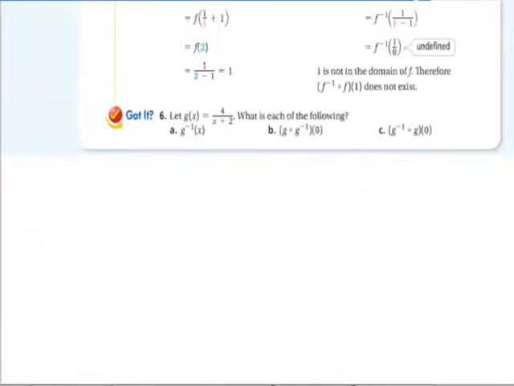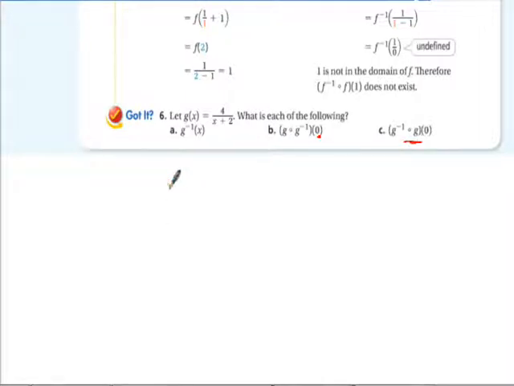Yikes. So find the inverse and then do some math. So for got it number 6, you're going to find first just what's the inverse of g of x. Then on part B, you're going to find it by replacing 0 in this order. And then part C, you're going to do it in this order and see what you get. Go ahead and pause the video and try that now.